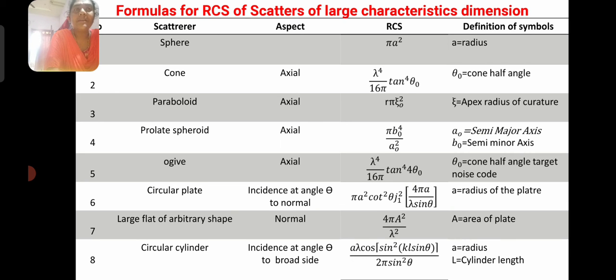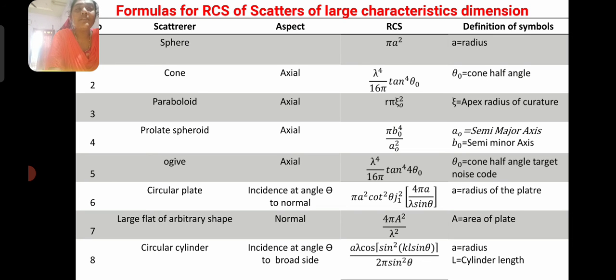If you are considering a sphere, the cross section is pi a squared. If you are considering the shape of a cone, it is lambda to the power of 4 by 16 pi times tan to the power of 4 theta naught. If you are considering the paraboloid, the axial is pi a squared. Then there are the parallelepiped, the ogive axial, the circular plate, the large flat plate of arbitrary shape, and the circular cylinder.